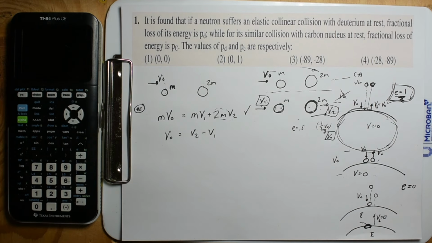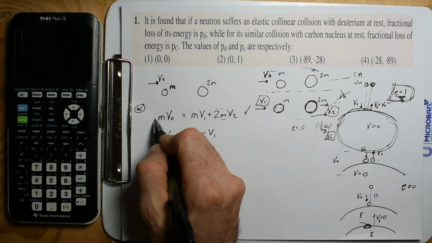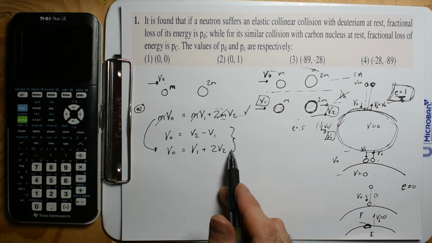And now we're on a roll, you know what I mean? And we can even take this linear momentum equation and drop out all the masses. So now we have this equation. So this equation turns into v0 = v1 + 2 v2. Now, and this is where these problems suck, because we have two equations that are really similar, and you're just like, what are we even doing?